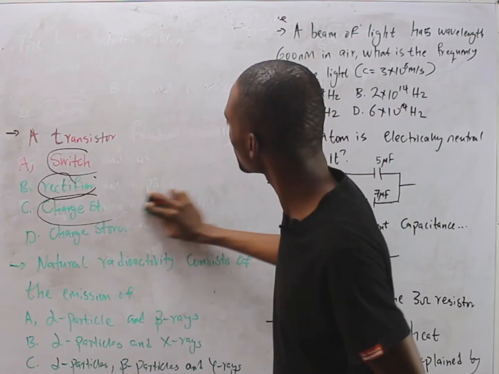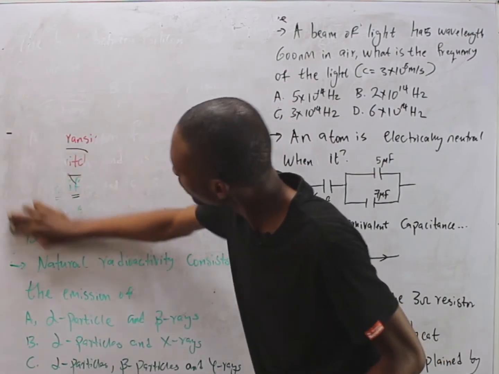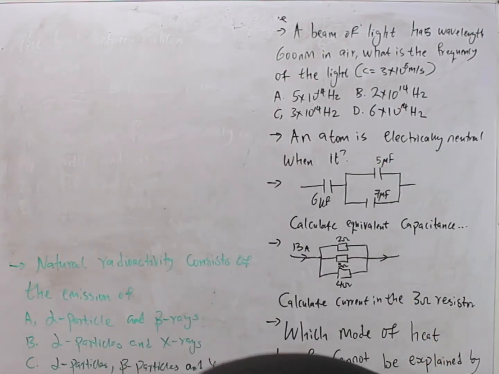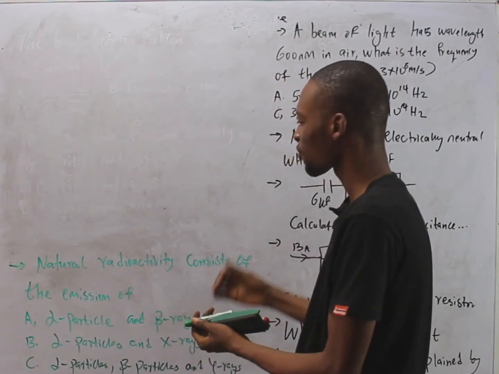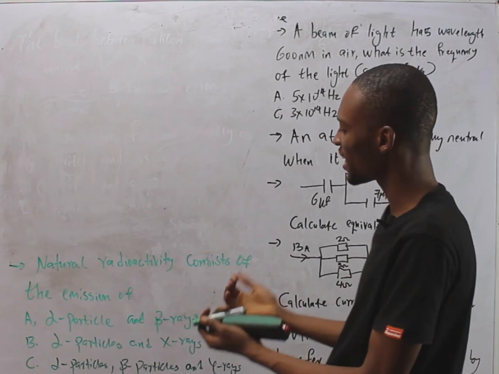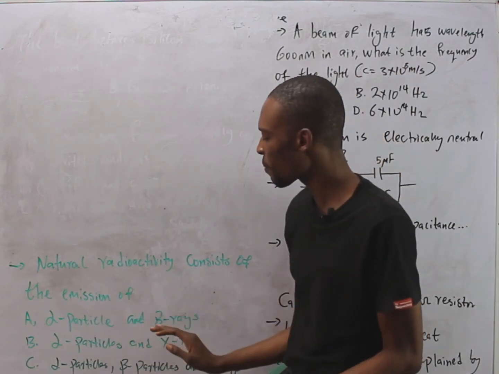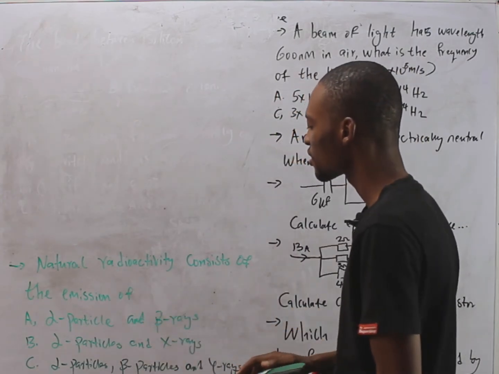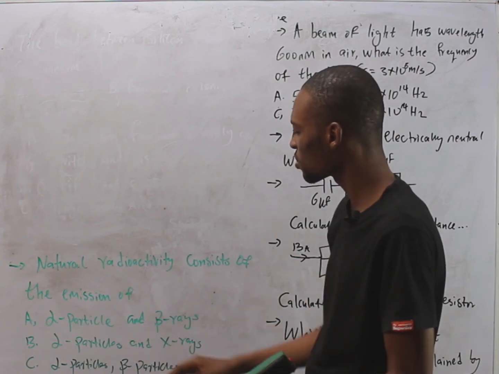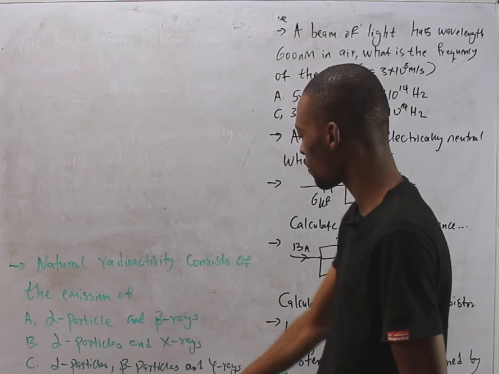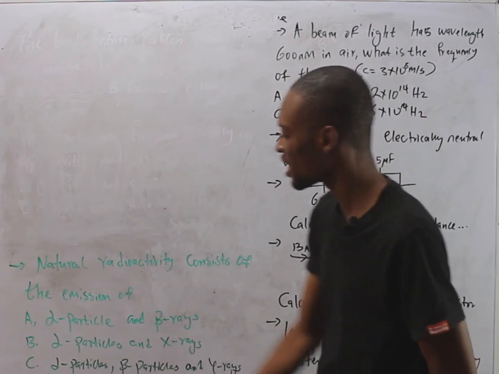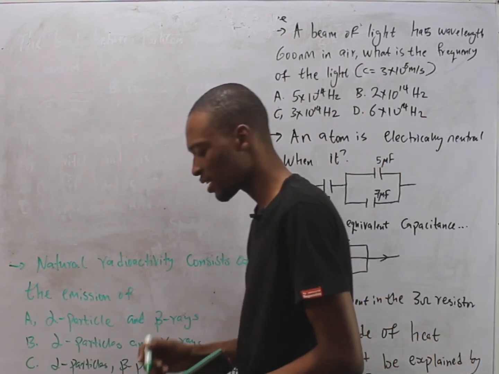Then the next question says natural radioactivity consists of the emission of dash. A, alpha particles and beta rays; B, alpha particles and gamma rays; C, alpha particles, beta particles and gamma rays; and D, gamma rays and X-rays.